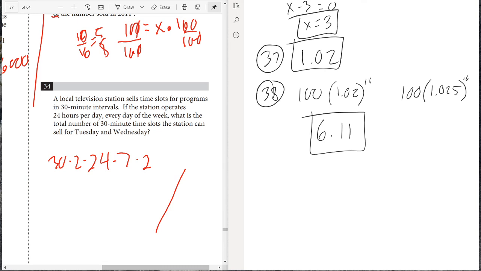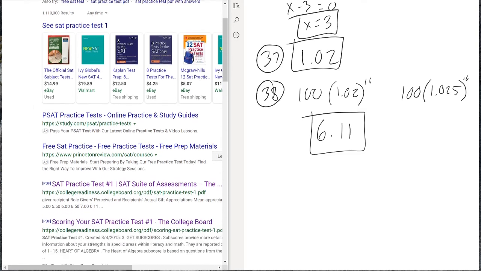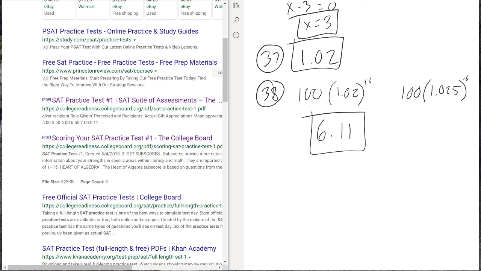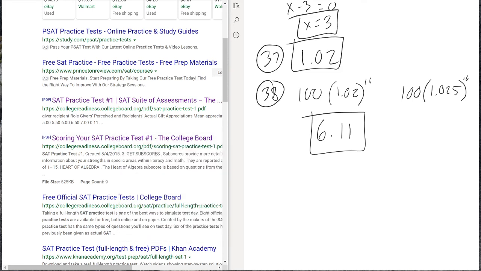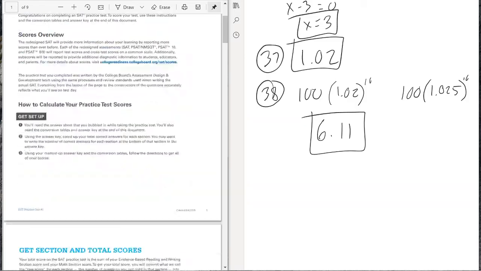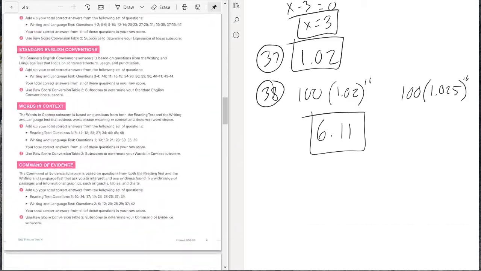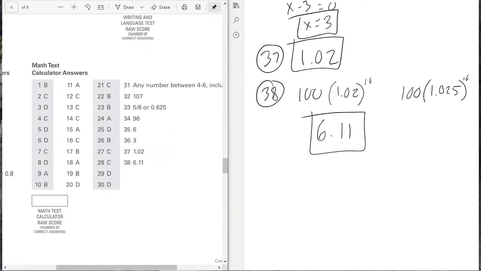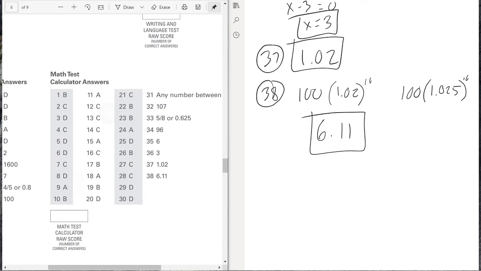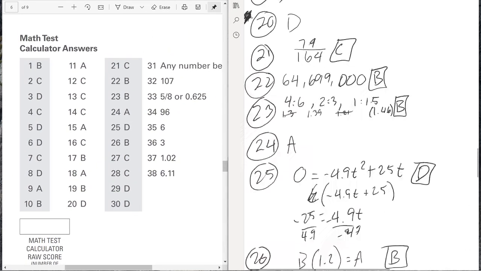Ready to look and see how I did here, so I'm going to go over here. And all I did was just Google SAT practice test one. Well, Bing searched, technically, but you know what I mean. Scoring your practice test one. So that link is already purple because I looked it up to find out what the answers were to the non-calculator section. And here we go. So here's the math test calculator answers. And let's see how we did.